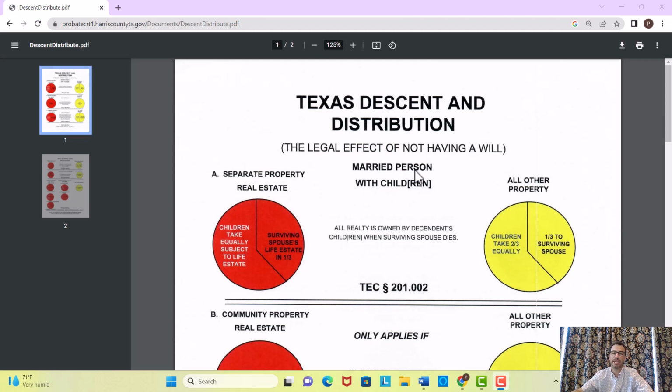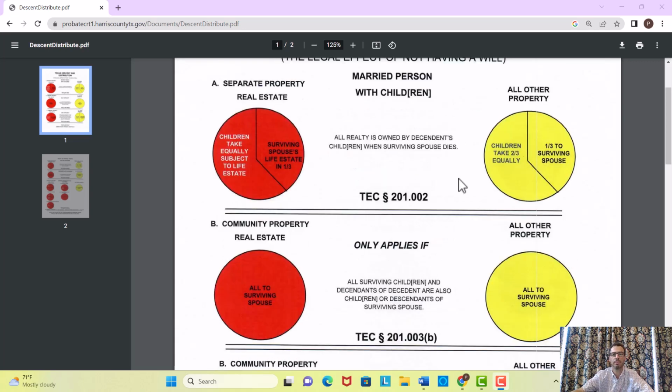It doesn't cover every intestacy situation, but it covers 99% of the intestacy situations in Texas. And you notice that it references the various sections. TEC stands for Texas Estates Code, with the section. So let's go ahead and go through it briefly with some of the common situations.